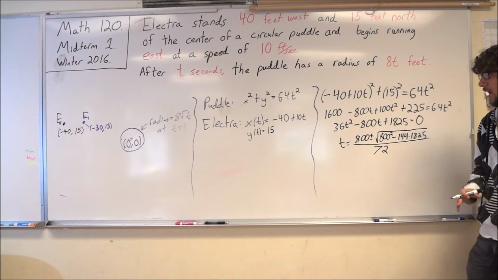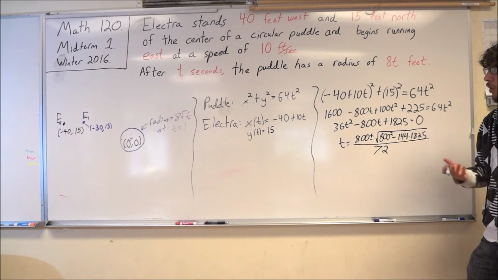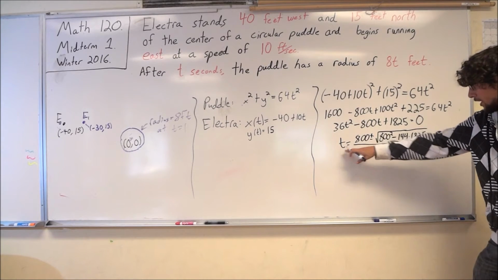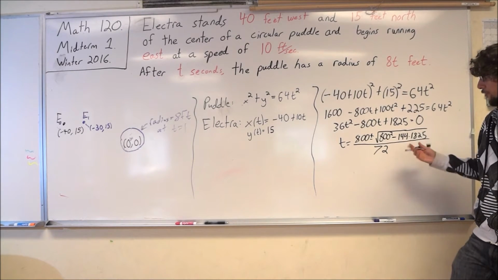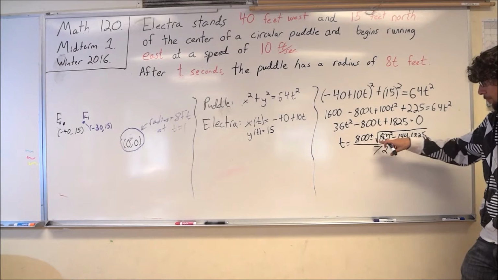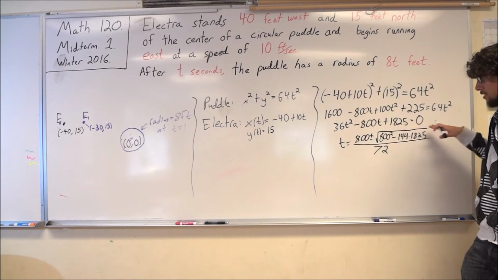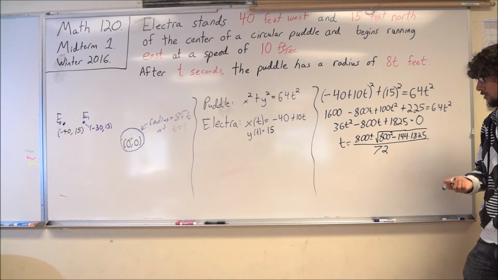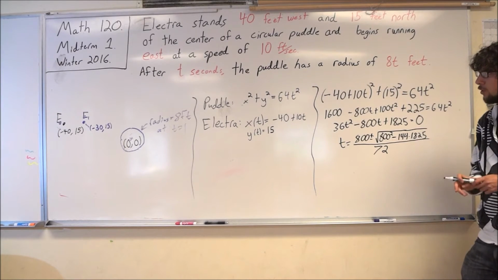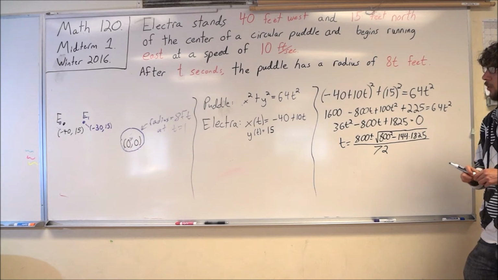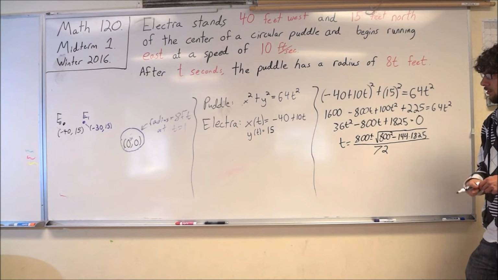So the question actually asked us to find how long she spends in the puddle. There's two solutions for what we get for these t values. We'll find one t value is 800 minus this square root over 72, and the other one is 800 plus this square root all over 72. So the difference between those two t values will give us exactly how long she spent in the puddle.